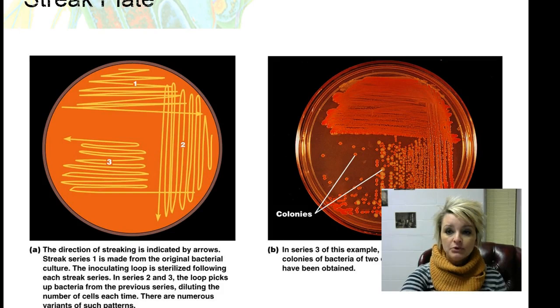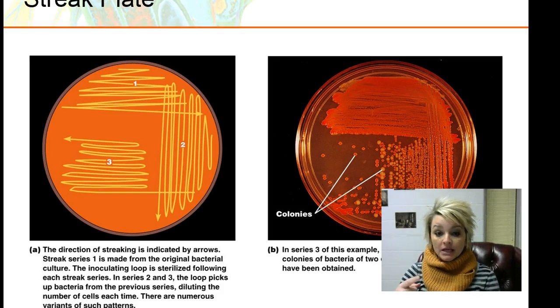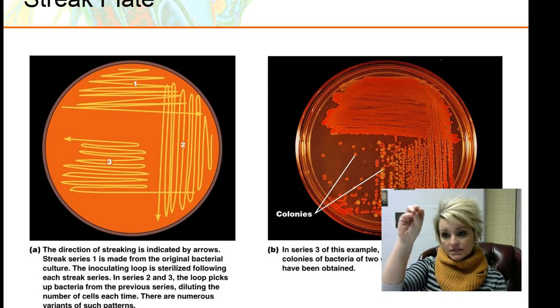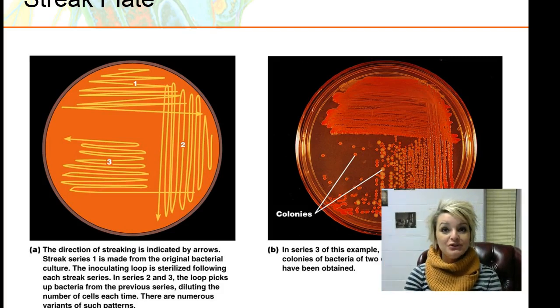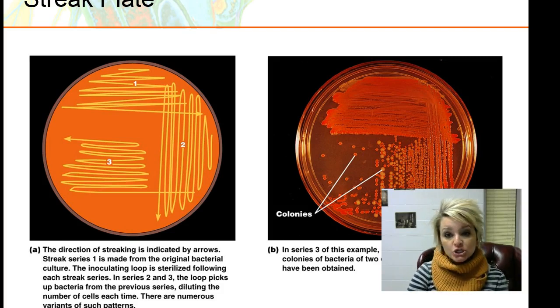So whenever we're making these pure cultures, essentially what we see is that we're able to streak a plate and isolate a specific type of colony. And what that does for us is allow us to be able to look at those colonies and say, okay, well what could this potentially be?